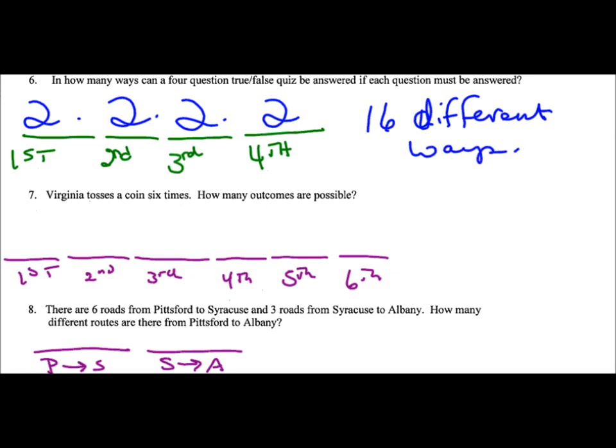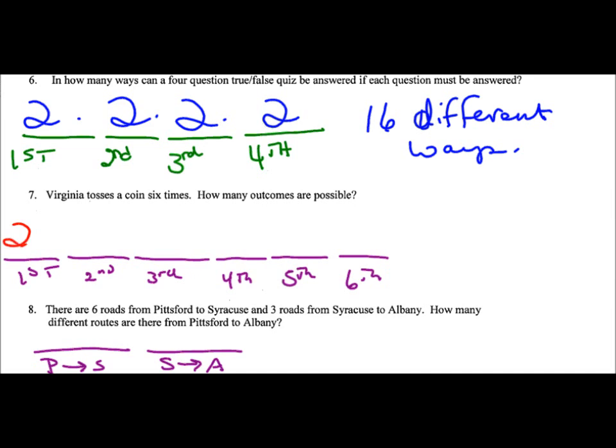Next up, we have Virginia. Virginia's tossing a coin. Virginia's my grandmother. And she's tossing a coin 6 times.